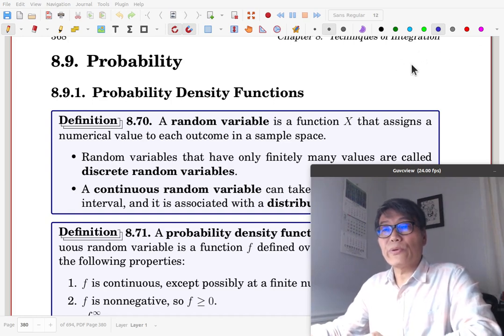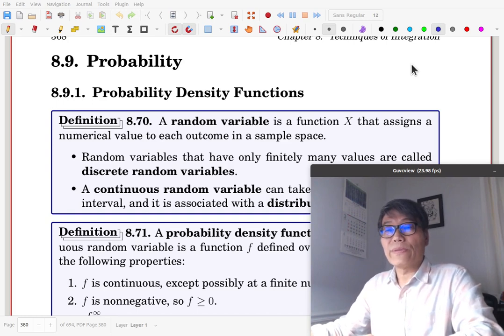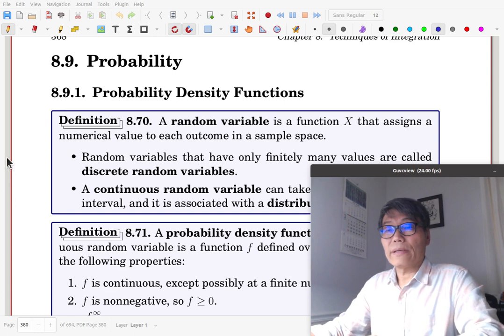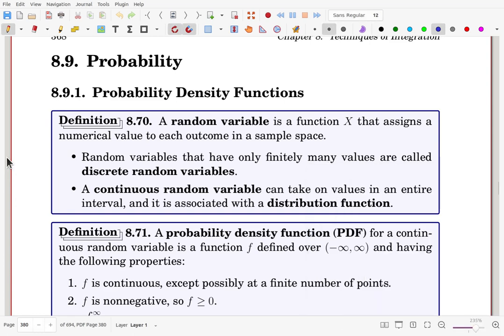It is section 8.9, probability. We'll begin with the definition of random variable. A random variable is a function X that assigns a numeric value to each outcome. Once the random variable takes only finitely many values, then it is called a discrete random variable. Once it can take values in an entire interval, then it is a continuous random variable.